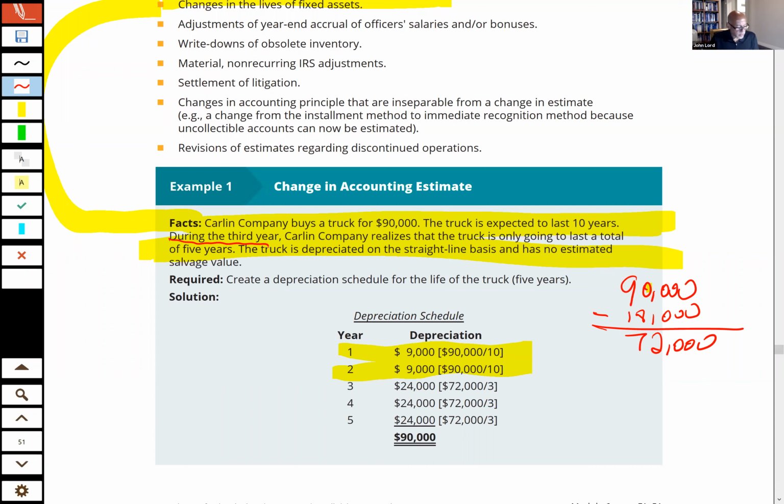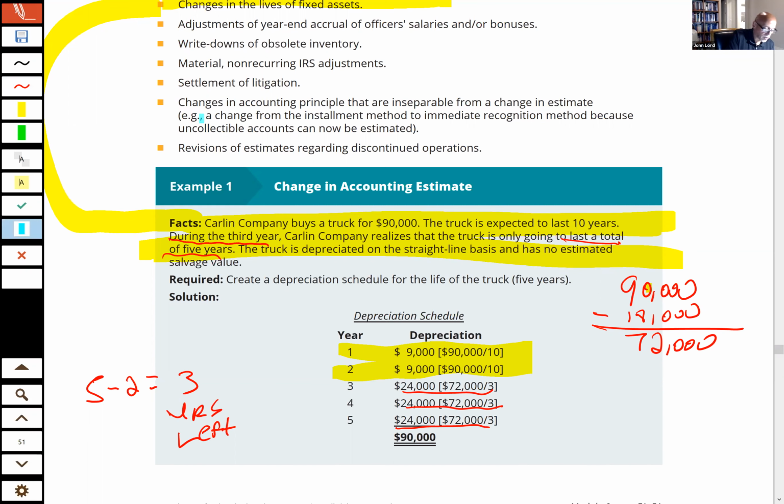Okay, so since they now have determined that it really only has a total of 5 years, well, what's happened? Well, total of 5 years, but I've already taken year 1 and year 2, haven't I? So now I've got what? 3 years left. So that's what I use to calculate my depreciation. The last 3 years, I don't go back. I don't restate anything. I just go forward with the new estimate.